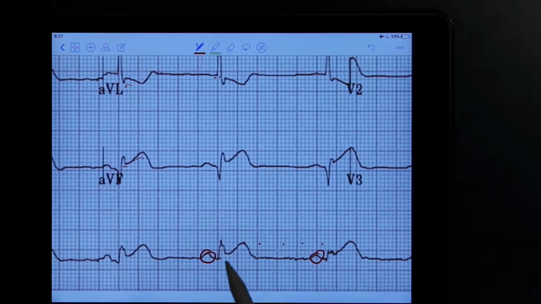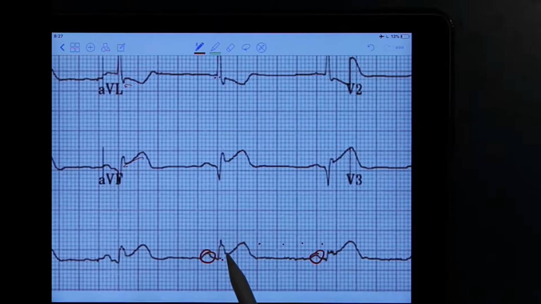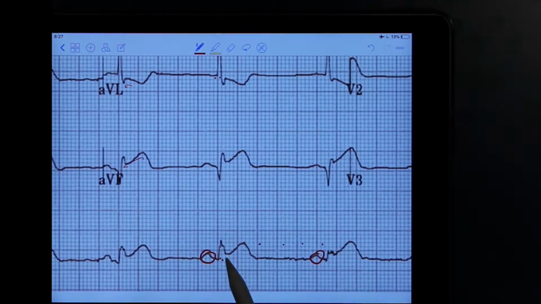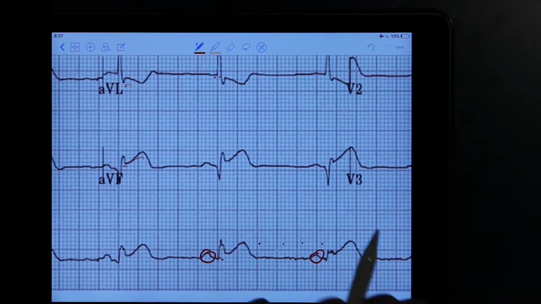This is about 1, 2. However, we do see an abnormality here that we'll come back to in a minute. And then the PR interval, we'll look at that next.